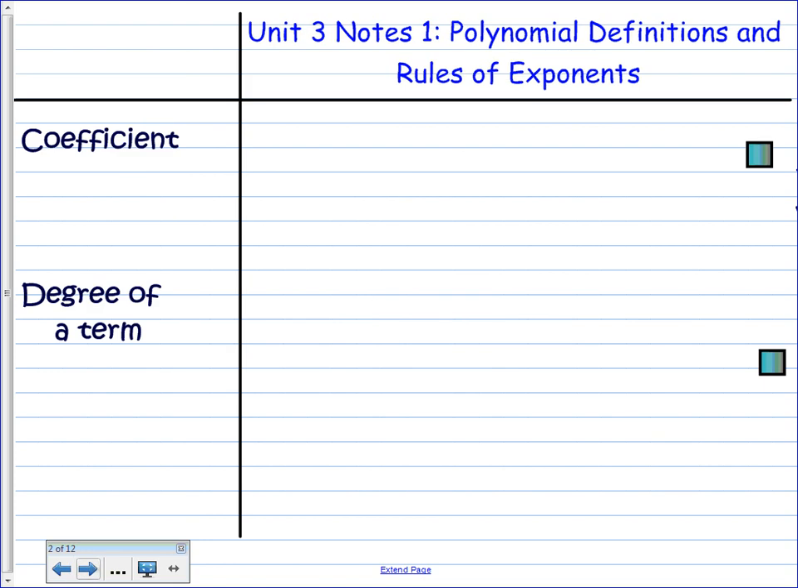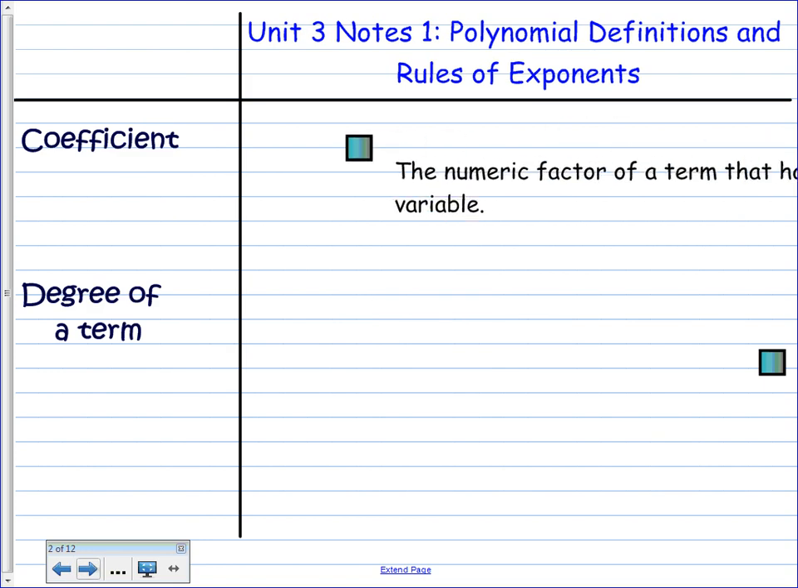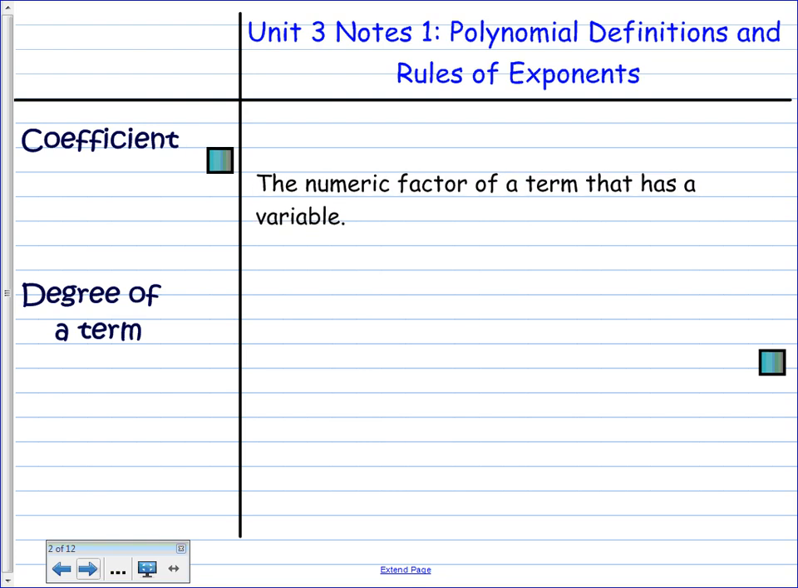All right, let's take a look at a coefficient. So you've heard me use this before, especially when we were talking about solving systems by elimination. I always said coefficient, coefficient, and maybe you didn't know what that word was. A coefficient is the numeric factor of a term that has a variable. This part right here is really key, that has a variable. So if something is just a number, it is not a coefficient. So if I had the term 3x, then 3 would be the coefficient. If I had the term 4x squared, then 4 would be the coefficient.